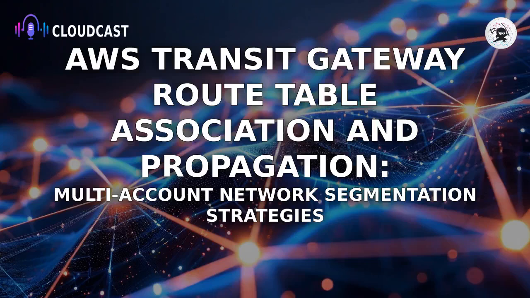I just reviewed a client's AWS bill where they were paying for 3 separate transit gateways across their organization because nobody understood route table association and propagation. That's $1,500 a month in wasted infrastructure, and their network was actually less secure than a single properly configured transit gateway would be.